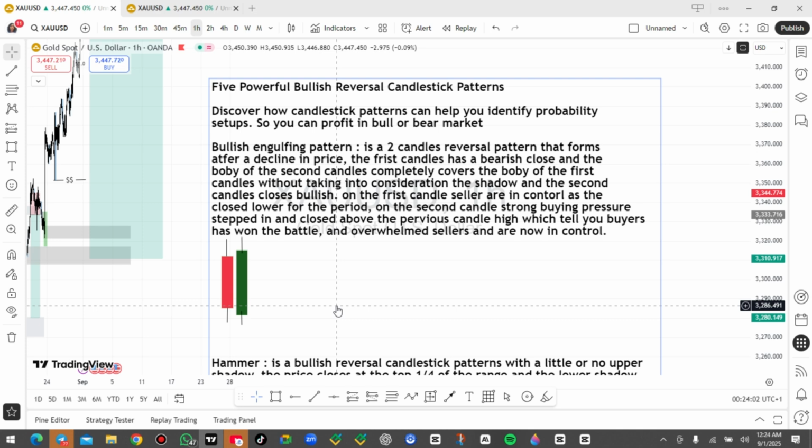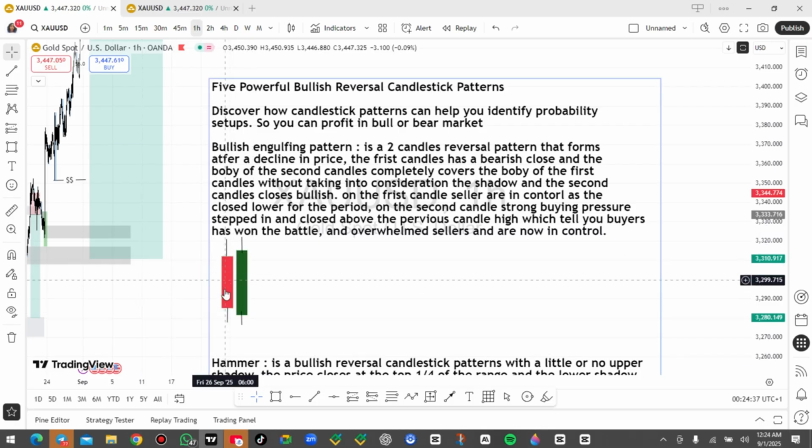Buyers are in control. On the first candle, sellers are in control as they close lower for that period. But on the second candle, buyers came in with full pressure, taking over that market. They took the sellers out, collecting this market from sellers. And what did they do? Boom, they closed bullishly. This is what we call a bullish engulfing.